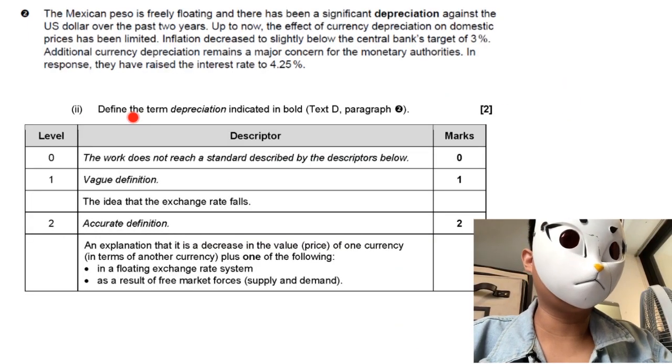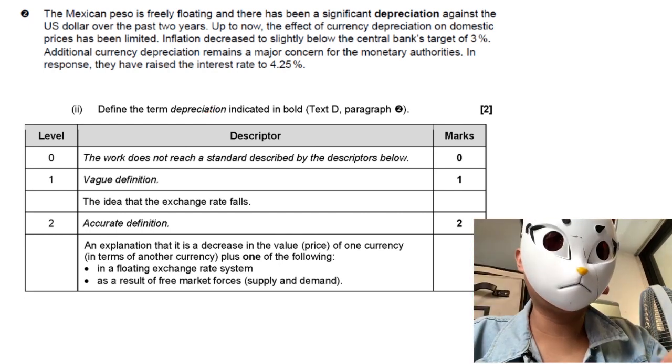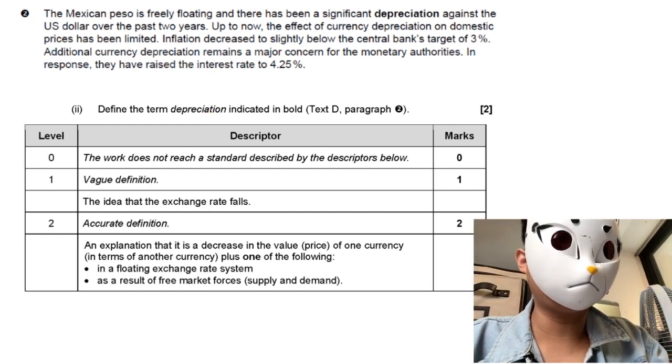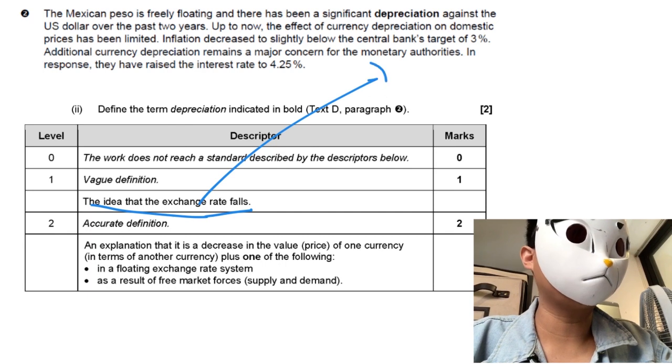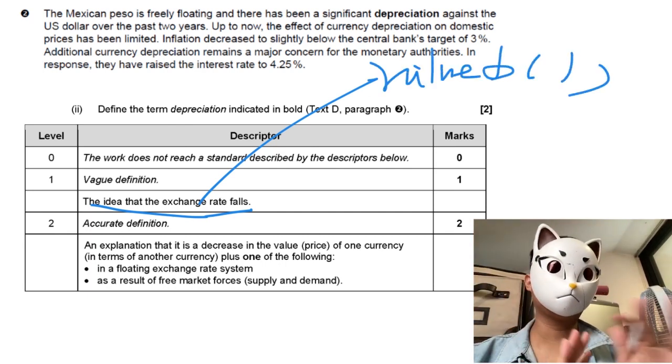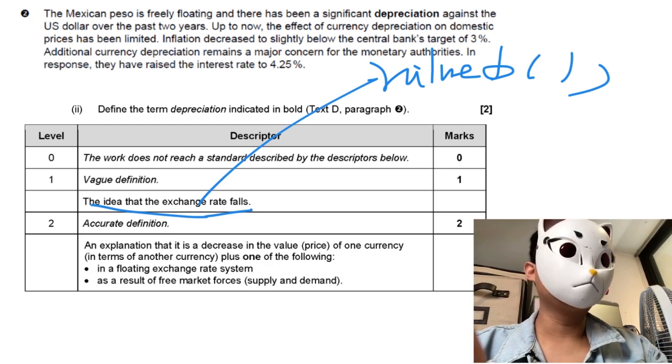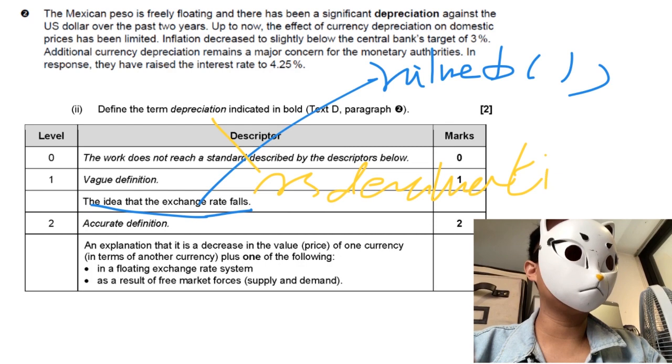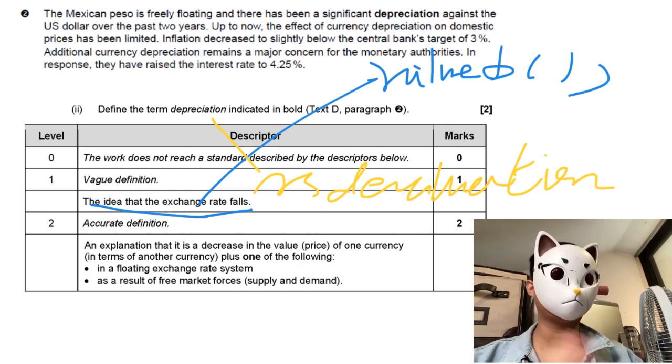Now for part 2, depreciation. Lots of students would give a definition that earns 1 mark only, that is the value drop. If you talk about the value drop, there's only 1 mark, because there is a term called devaluation. You have to make sure that you differentiate between depreciation and devaluation.